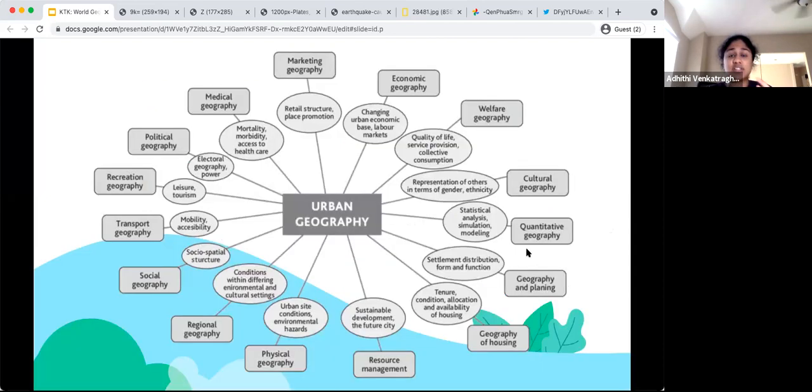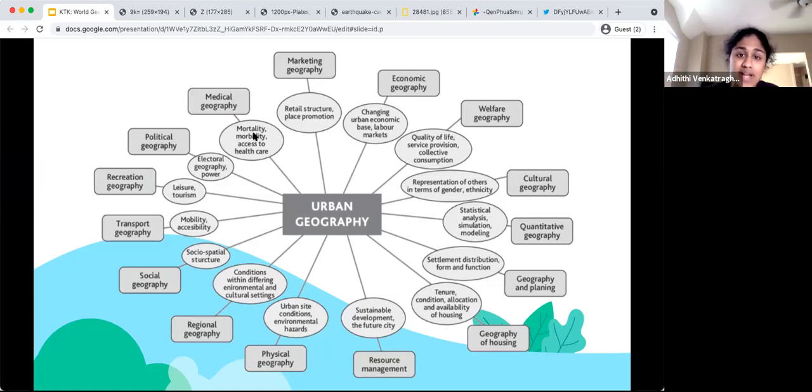So as you can see, there's lots of stuff going on with urban geography. We've got marketing geography, economic geography, welfare, culture, quantitative geography, geography of housing, resource management, social geography. And this is not necessarily all stuff that you need to know, but it just gives you the idea of how much stuff really goes under urban geography.